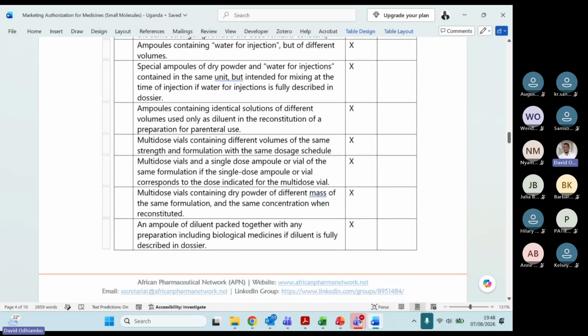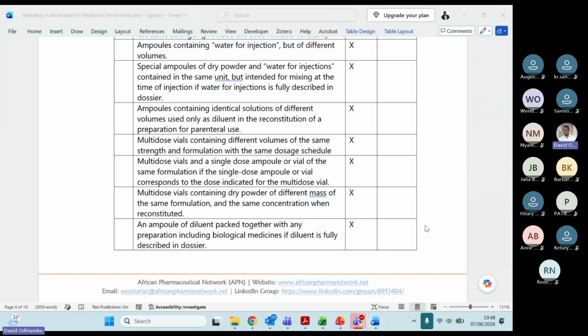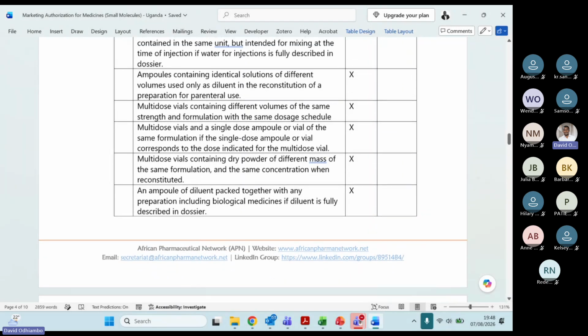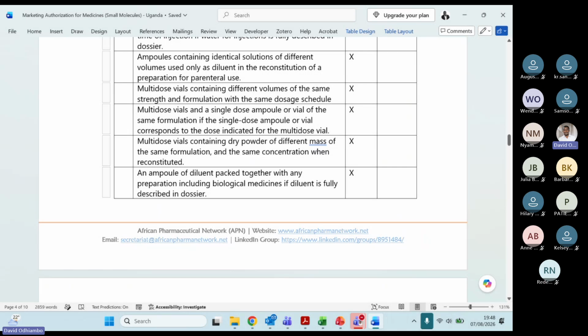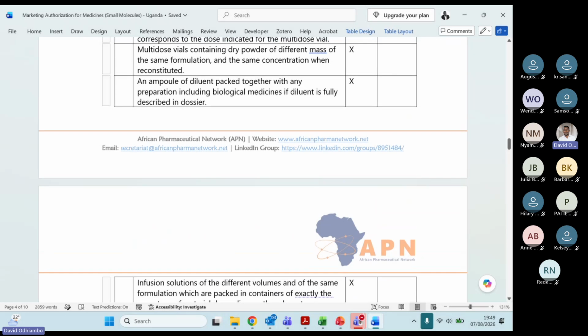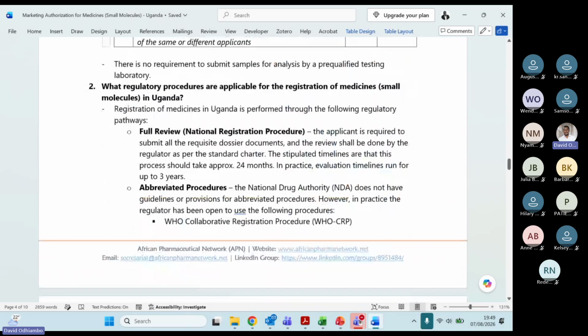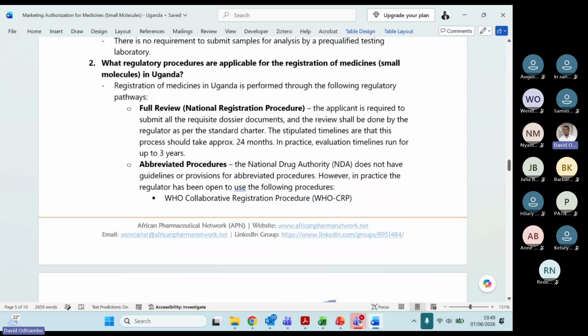Then we have special ampoules for dry powder and water for injection that are contained in the same unit but intended for mixing at the time of injection. Some of them might have water for injection, some will not. They'll be considered the same because water for injection can be bought as a separate pack on its own to be used with the product. Then you have multi-dose vials containing different volumes of the same strength and formulation with the same dosage schedule, the same product. So these are some of the things that come up in terms of whether they're the same or not. And this table is also provided in the guidelines for registration of products in Uganda, so that is available for you.